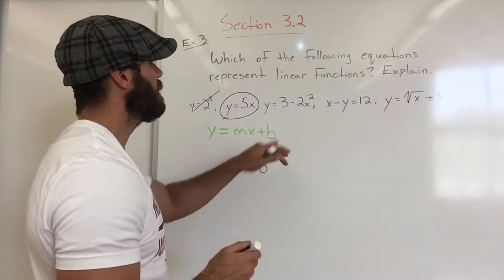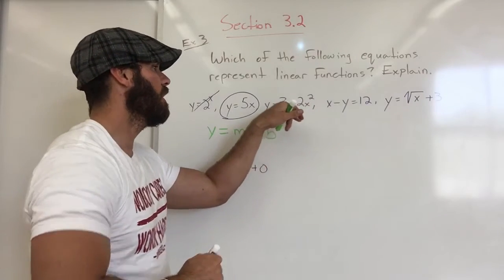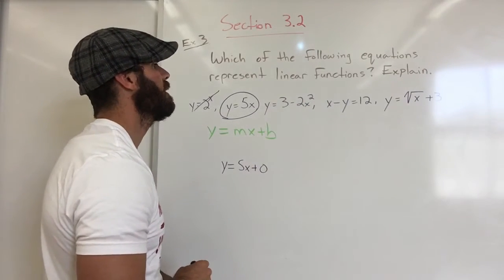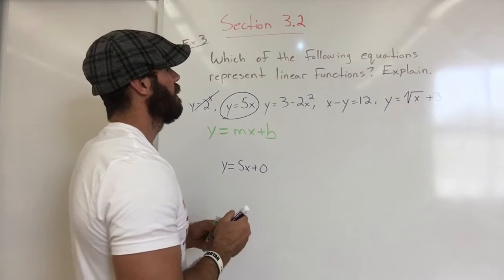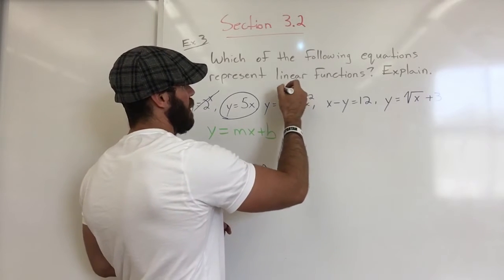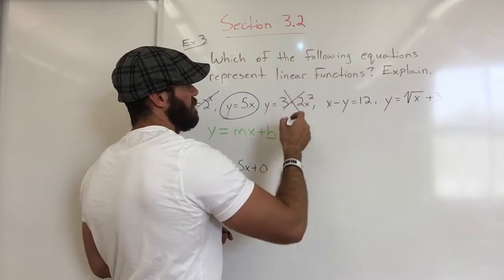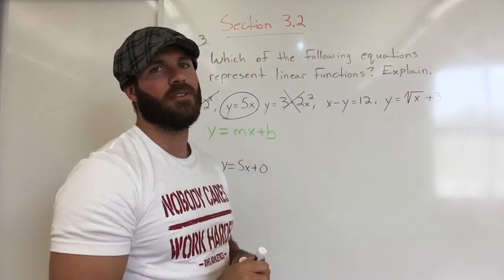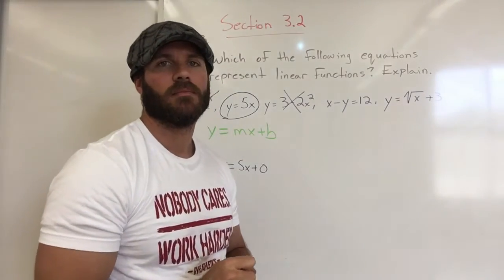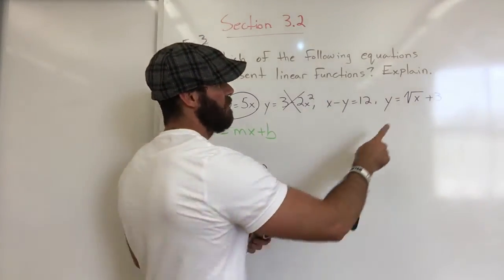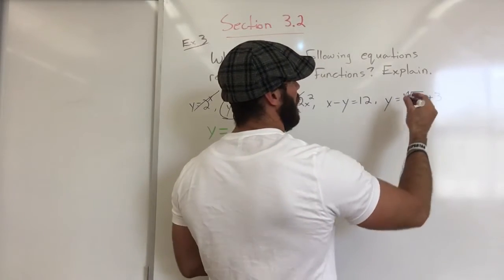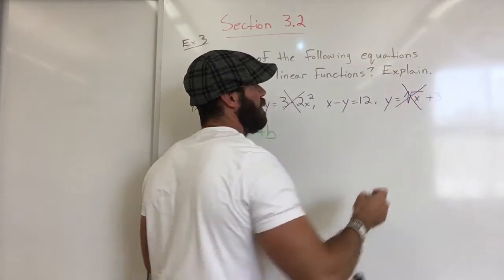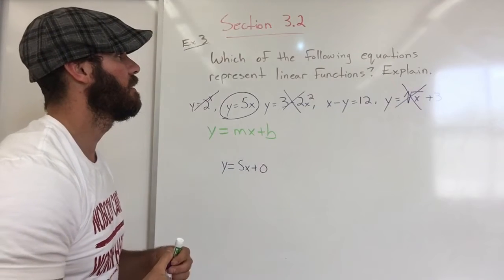Y equals 3 minus 2x squared. No, it cannot look like y equals mx plus b because you have x squared. You're not going to have a linear function if you have an x squared. Or if you have the square root of x, you definitely will not have a linear function. You will not have a straight line.